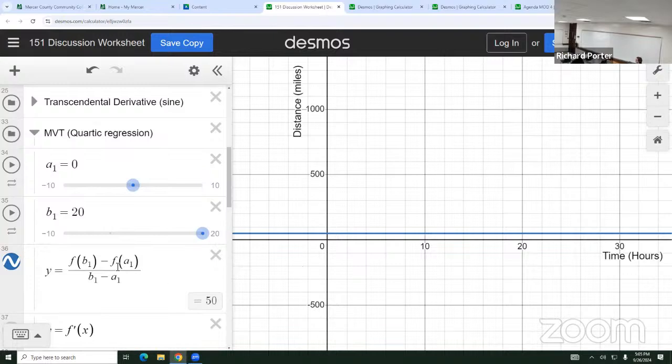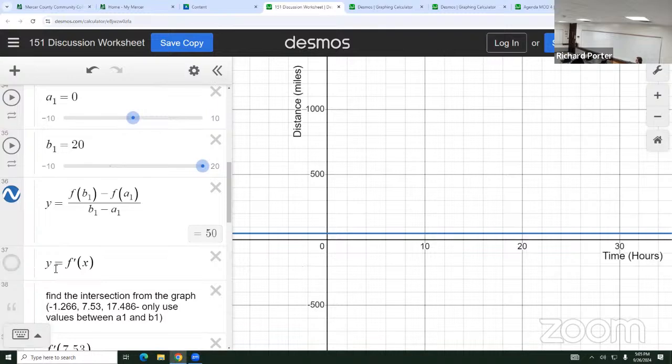Got it? Good. And the next thing we're going to do is graph y equals the derivative of that same quartic regression. So I graph the derivative.